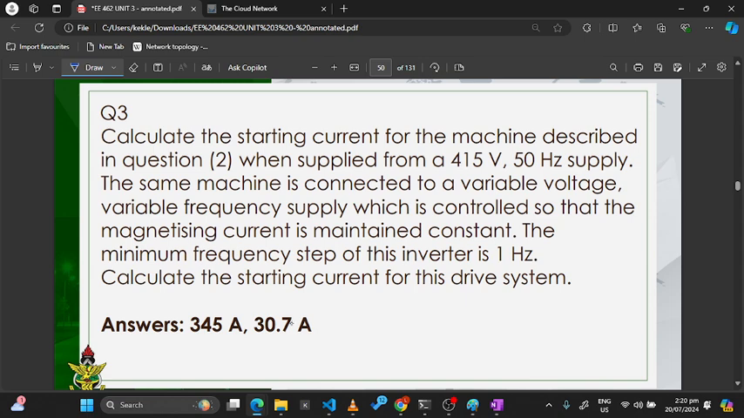Okay, so it says what? Calculate the starting current for the machine described in question 2, when supplied from a 415 volts 50 hertz supply, the same machine is connected to what? A variable voltage. Okay, so you are supposed to calculate the starting current for the machine described in question 2 when supplied from a 415 volt 50 hertz supply. So we need to calculate that one. So it's simple.